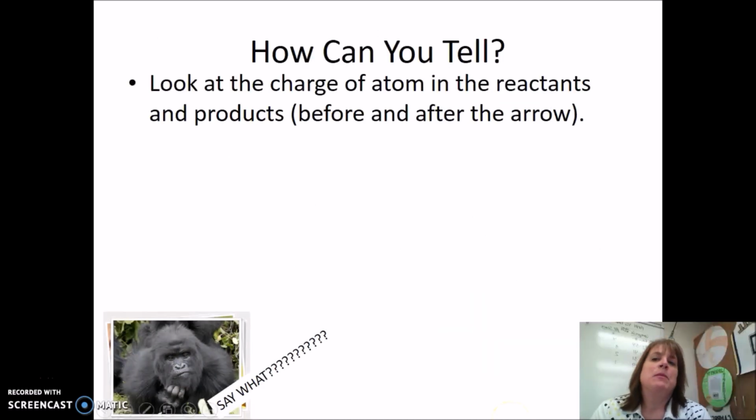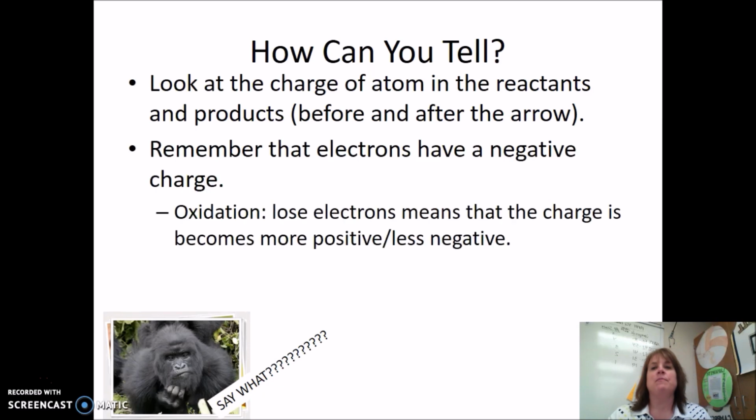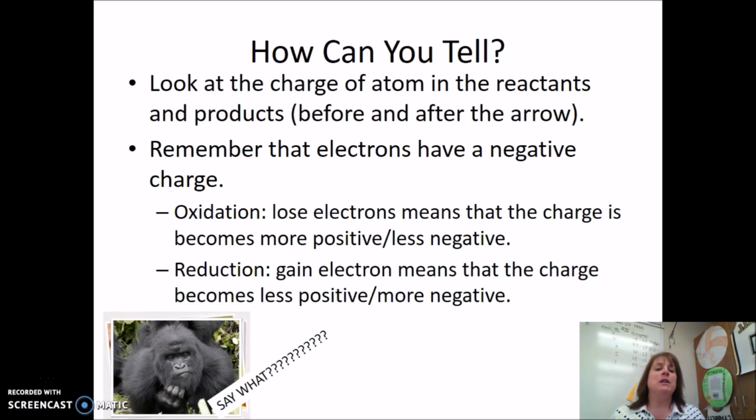So the next thing you're going to have to be able to do is figure out who's being oxidized and who's being reduced in a chemical reaction. So what you want to do is look at the charge of the atom when it's in the reactants and then find it in the products and see how that charge has changed. So you're looking before the arrow, that's the reactants, and after the arrow is the products. So remember, though, that electrons are negative. And so when I lose electrons, LEO, lose electrons, oxidized, it means that my charge is becoming more positive, less negative. And if I'm being reduced, that means I'm gaining electrons, gain electrons, reduced, and that means my charge is becoming more negative or less positive.